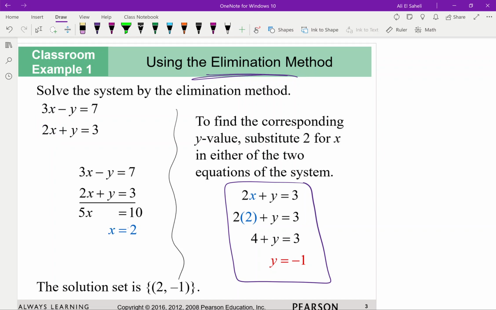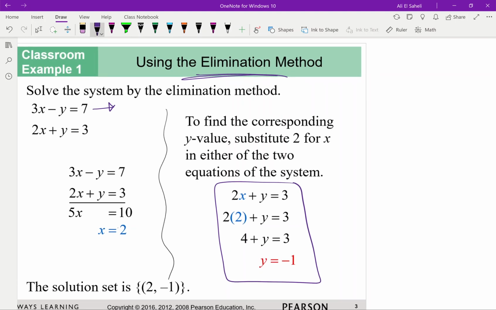Right? What we can do to do that is multiply this equation, equation 1, by negative 2. So you have negative 6x. Negative times negative is plus 2y. Negative 2 times 7 is negative 14. Okay, so multiply both sides of the equation by negative 2. Now, multiply both sides of this equation. We multiplied the first equation by negative 2.